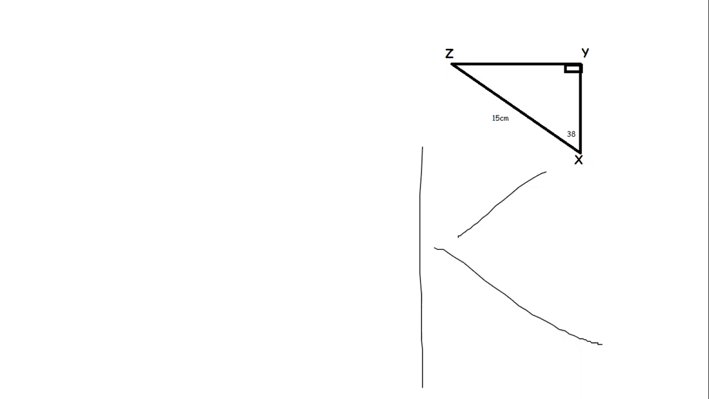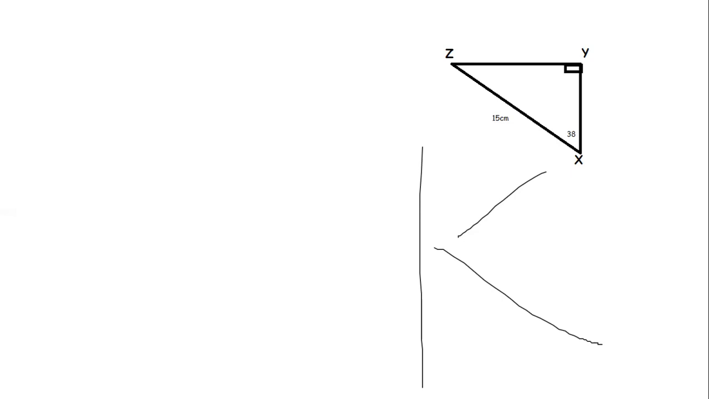We're told that the right angle is at Y, which is indicated. We're also told that XZ is 15 centimeter. We were told that angle YXZ, that means angle at X, is 38 degrees, which has also been indicated in the diagram. I hope we understand the diagram as an interpretation of the question. If you look at the question, every information that we're given has been represented in the diagram.